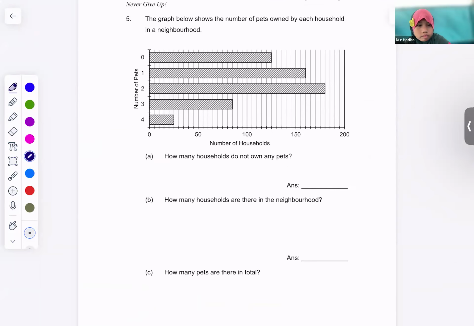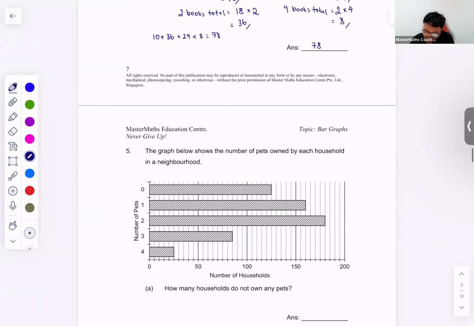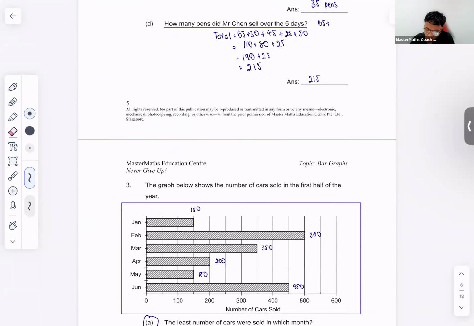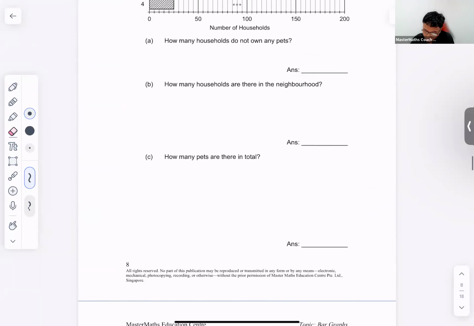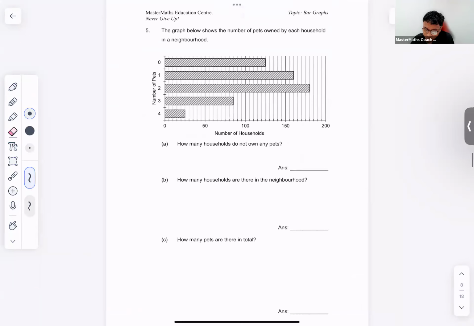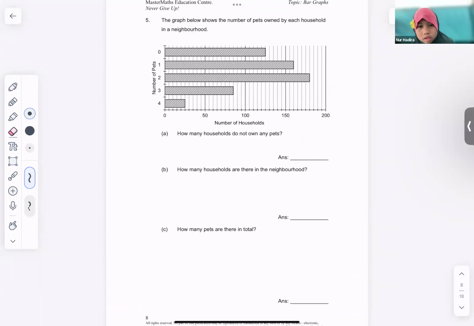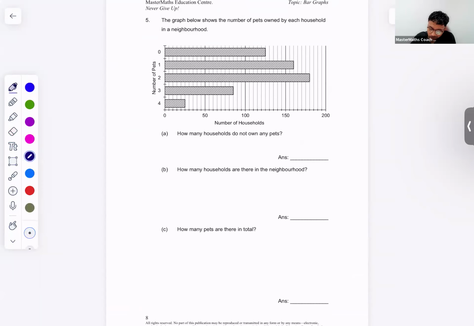Question 5. Very similar to whatever you've been doing, for example question 3, question 4, then now it's just question 5. Do you want to try? Okay, so we do part A first.